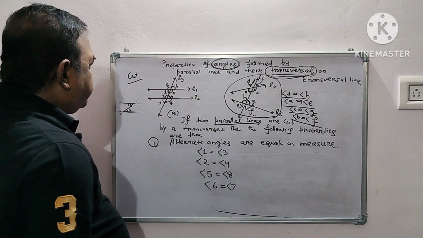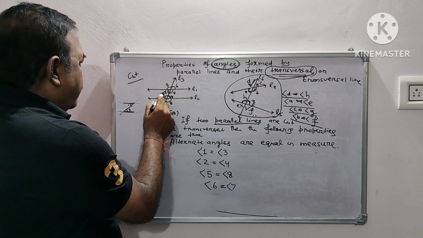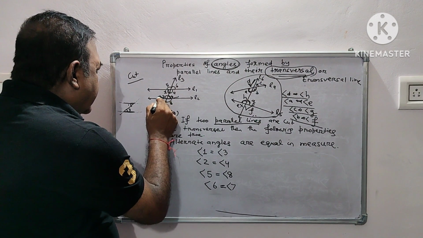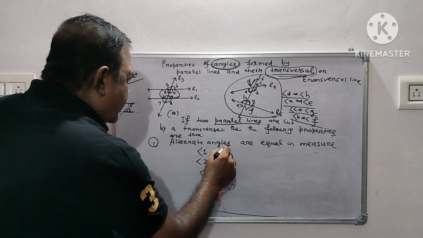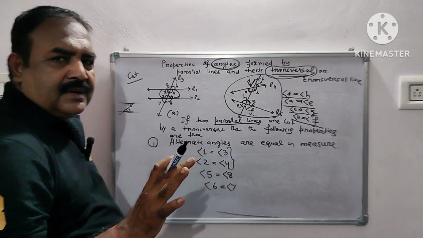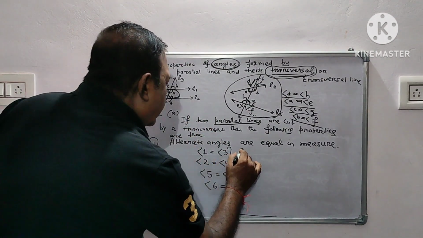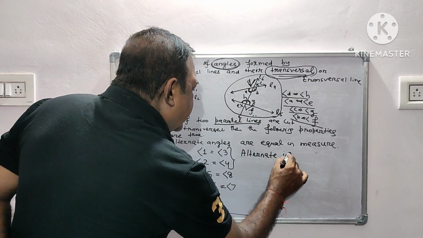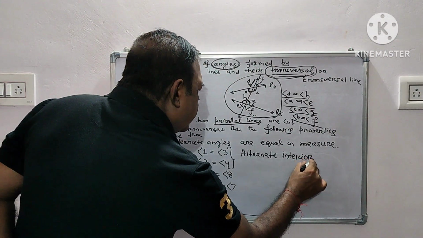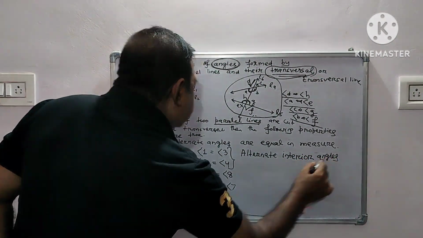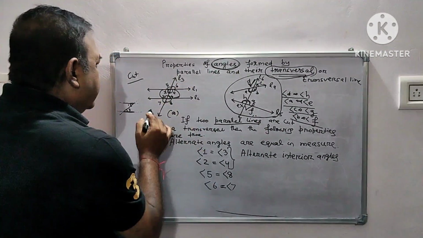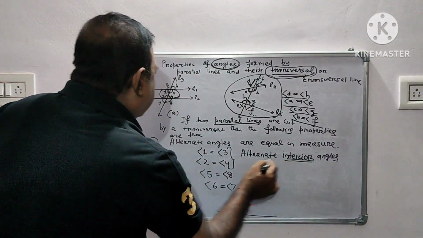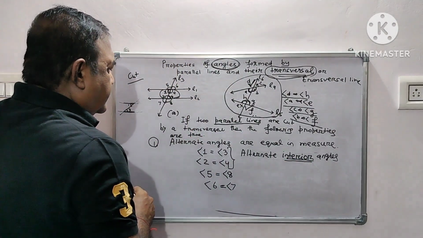So you see angle 1, angle 3, one pair, angle 2, angle 4, second pair, but these are in the interior side. So these two, no doubt, alternate angles, but it will be better to call them alternate interior angles. These angles are between 2 parallel lines. You see, both 1, 2, 3, 4. These are interior angles. These lie in between 2 parallel lines.